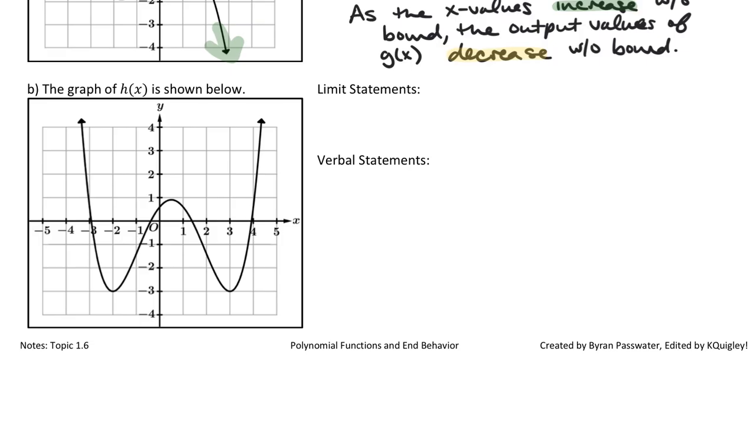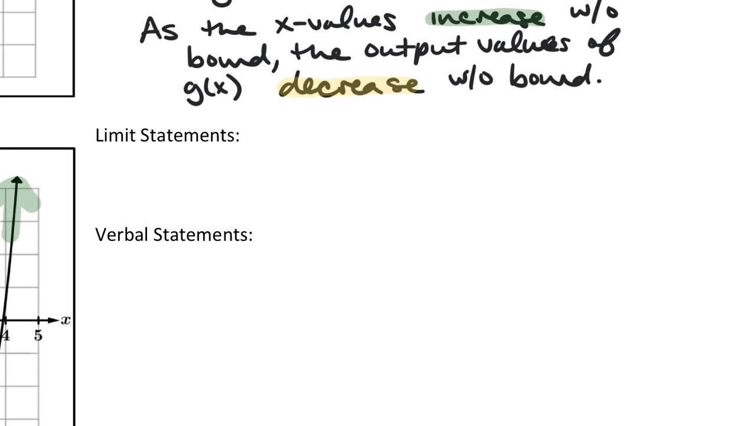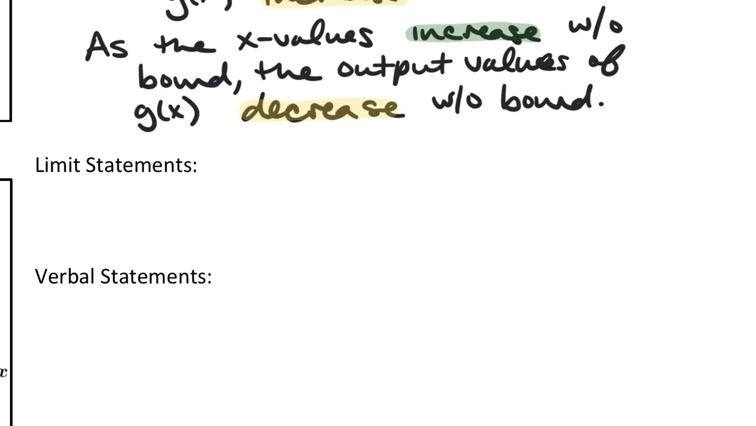All right, on the h of x graph, let's just first look at the graph. What's happening on the left side of the graph? It's increasing. What's happening on the right side of the graph? Okay, cool. So that gives us an idea of our limit statements. They should be both going to positive infinity because those arrows are both going up. Now, writing it correctly is the point. I do need it to be completely written this way.